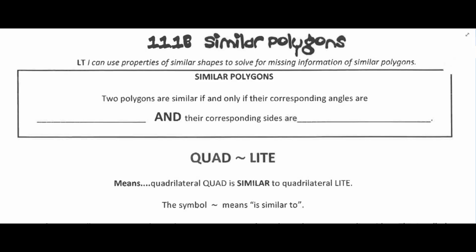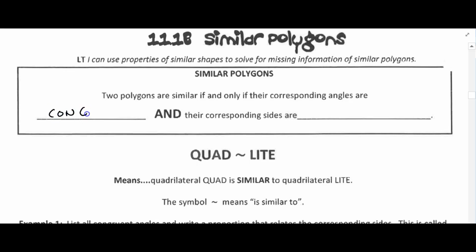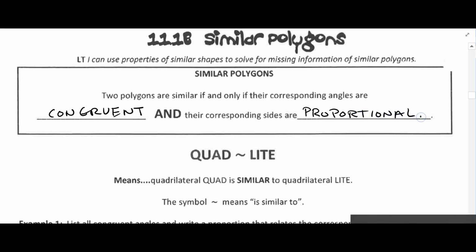In this video, we're continuing with Chapter 11, and we're going to be looking specifically at similar polygons. So, our definition of similar polygons: two polygons are similar if and only if their corresponding angles are congruent and their corresponding sides are proportional. Now, the congruent part of this is pretty straightforward. The corresponding angles, the ones that match up, are going to be congruent. But this word proportional, that's a little bit more difficult.